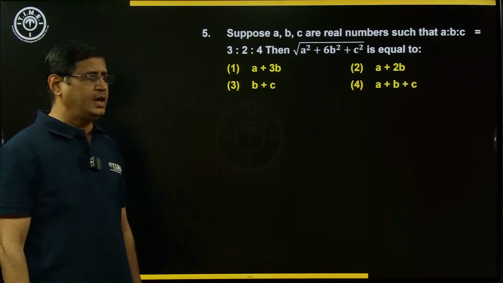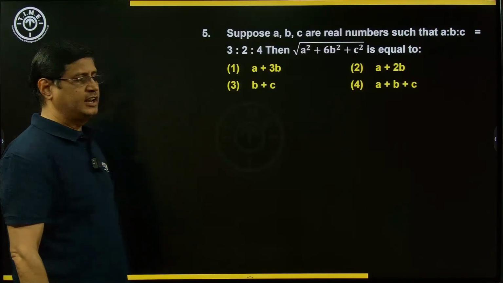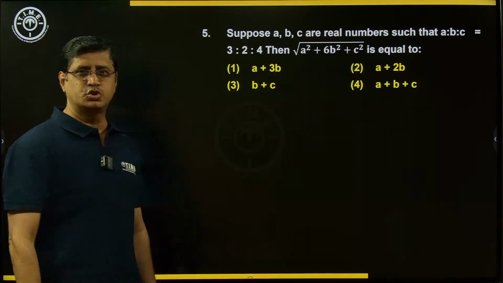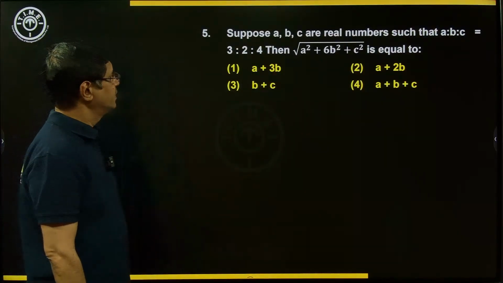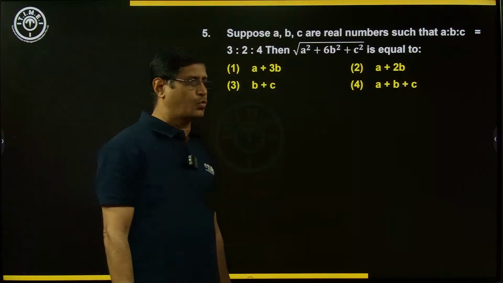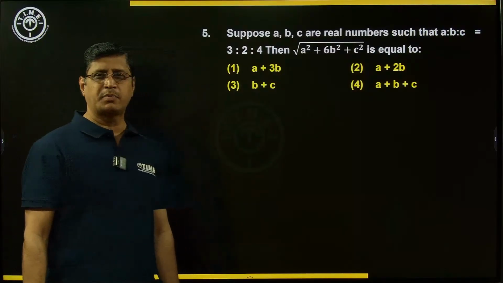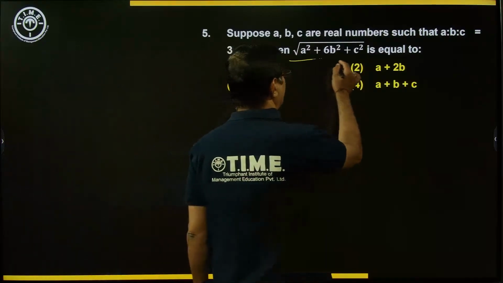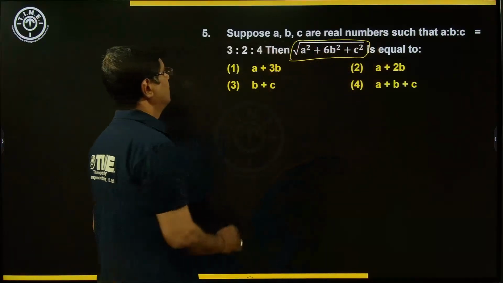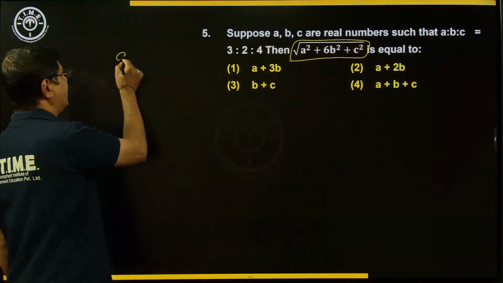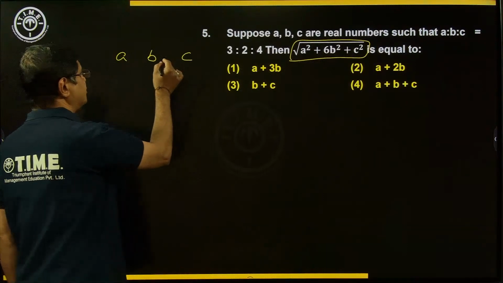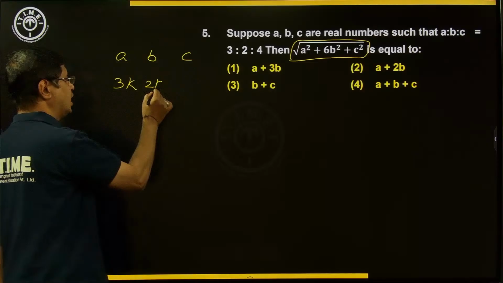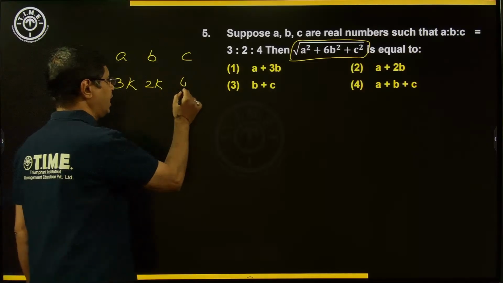Suppose A, B, C are real numbers such that A is to B is to C is 3 is to 2 is to 4. Then square root of A square plus 6B square plus C square is equal to? Need to find out this value. Now, what about the values of A, B, and C? A is to B is to C is given here as 3 is to 2 is to 4. The values are 3K, 2K, and 4K.